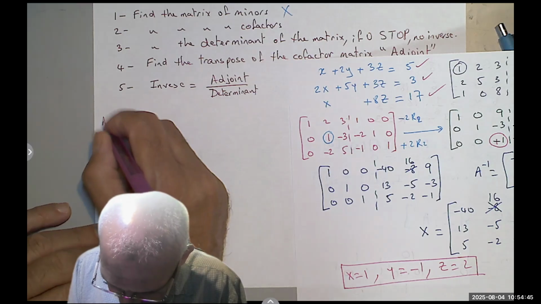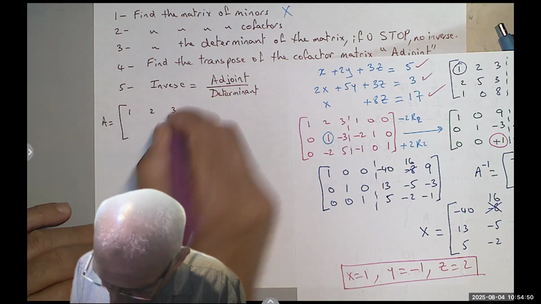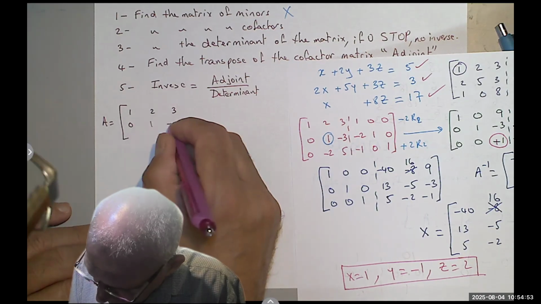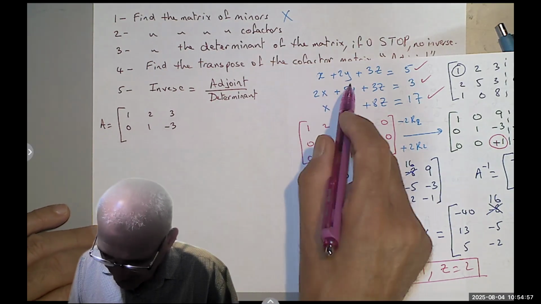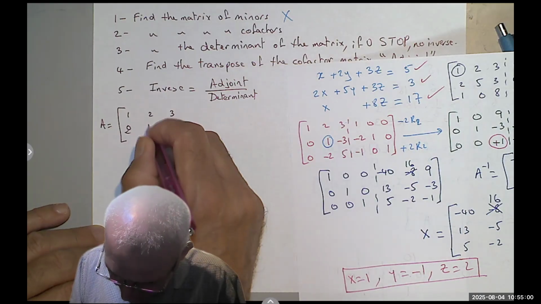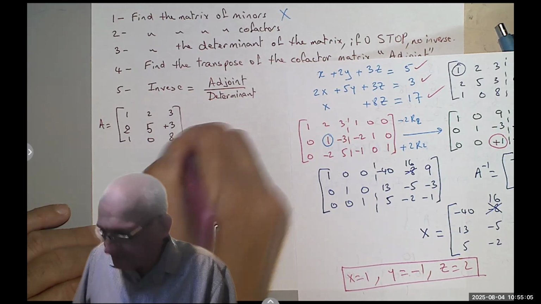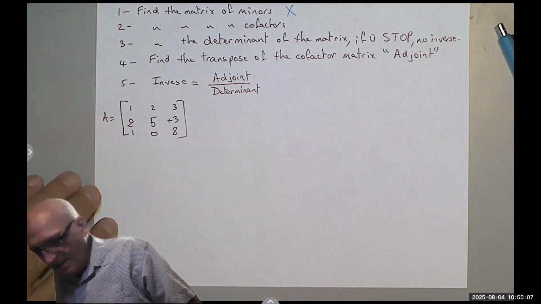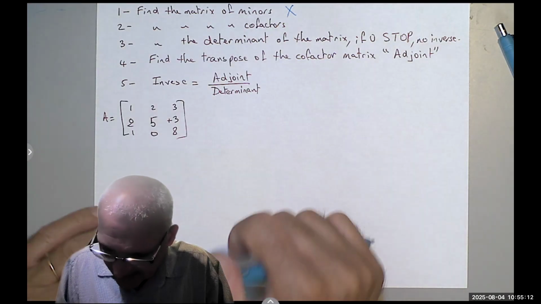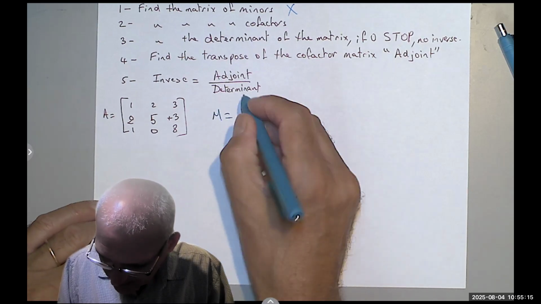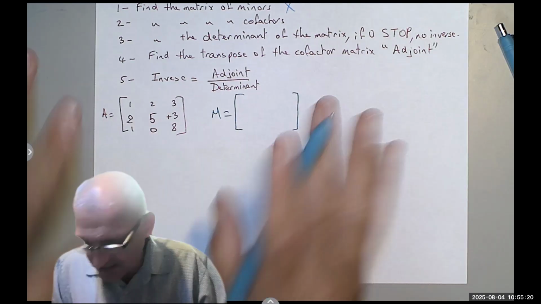So here is matrix A, 1, 2, 3, 0, 1, negative 3. Oh, I'm sorry, no, it was 1, 2, 3, 2, 5, 3, and 1, 0, 8. Okay, so let's play it simple. Find the matrix of minors. I'm going to call it M for minors. And many of you already know how to go directly to the cofactors, but let's do it.